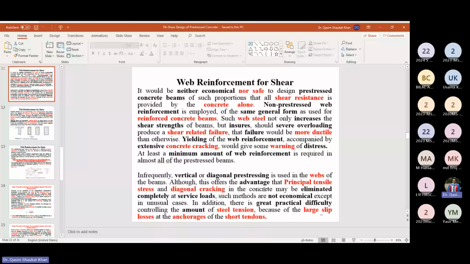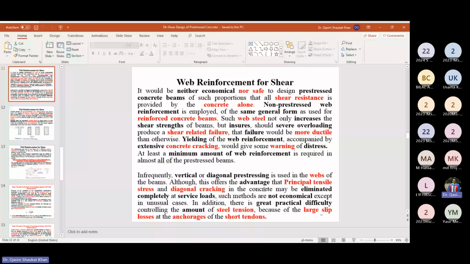So there is great practical difficulty in controlling the amount of the tension steel because of the large slip losses at the anchorages of the short tendons. If you recall, we have studied that there are different types of losses in the pre-stressing. In the immediate losses, we have the frictional losses and the anchorage losses, whereas in case of the long term or time dependent losses, we have losses due to the creep, shrinkage, and relaxation of the steel.